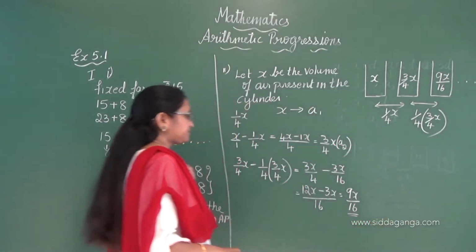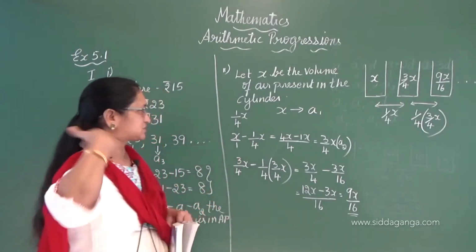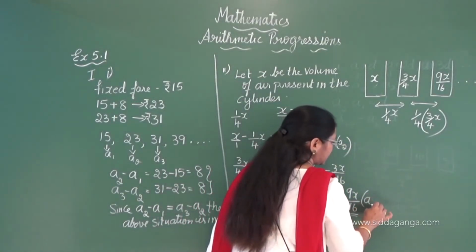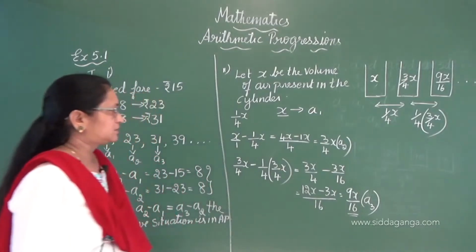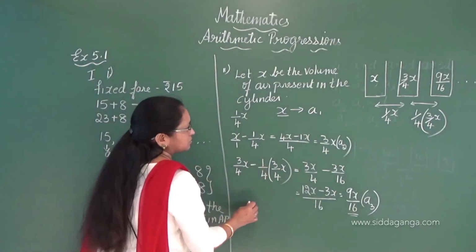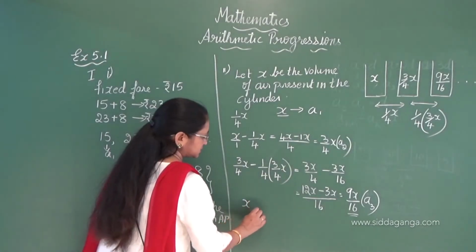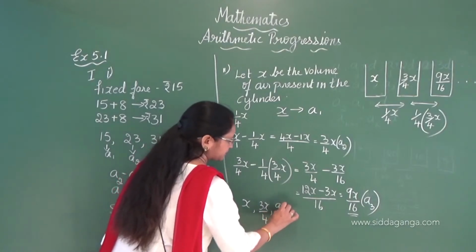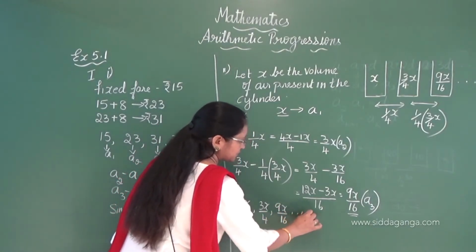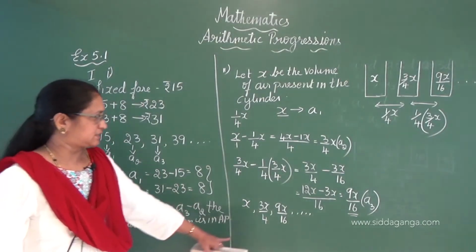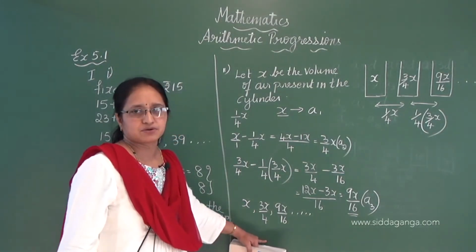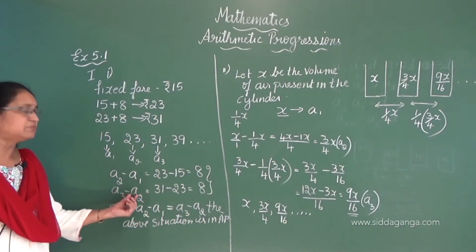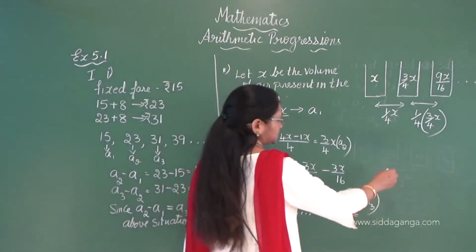Like this it continues. Now here, the first one we have as A1, this as A2 and this as A3. Now I am going to check for AP. So we have x, the next one 3x by 4, the next one 9x by 16 and so on. I hope it is clear. Now I have to check whether it is in AP or not. For that, in the previous sum we did A2 minus A1, A3 minus A2. The same way I do here.